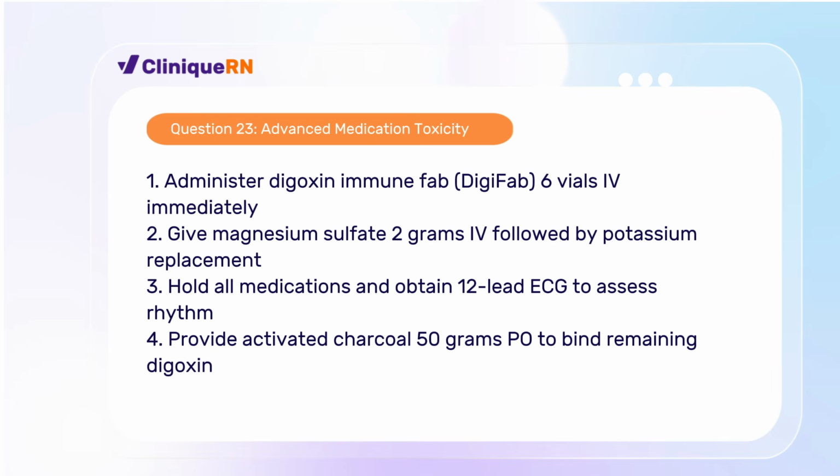1. Administer digoxin immune fab, DigiFab, 6 vials IV immediately. 2. Give magnesium sulfate 2 grams IV, followed by potassium replacement. 3. Hold all medications and obtain a 12-lead ECG to assess rhythm. 4. Provide activated charcoal, 50 grams PO, to bind the remaining digoxin.